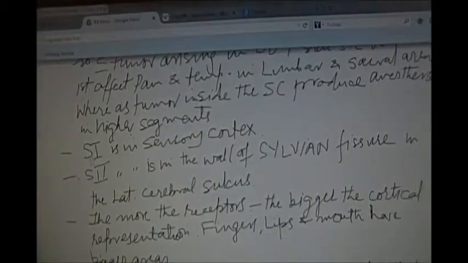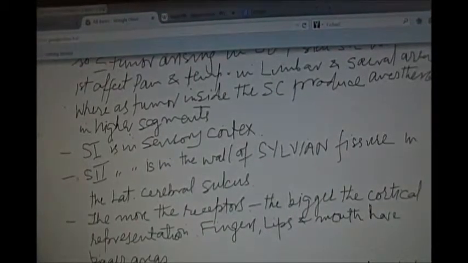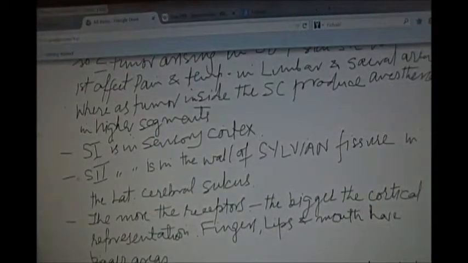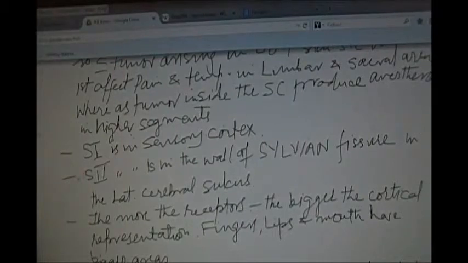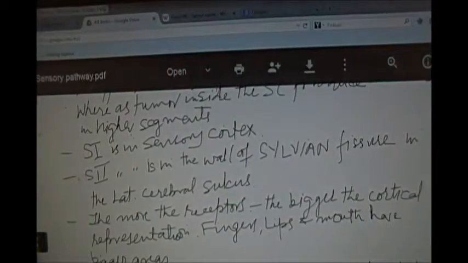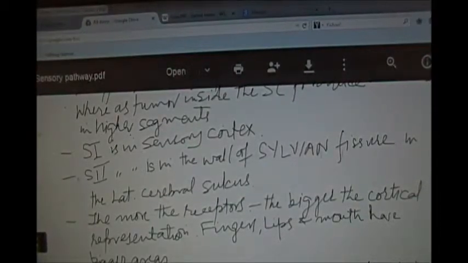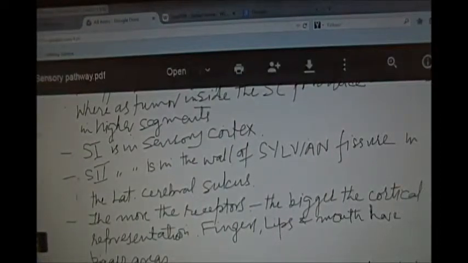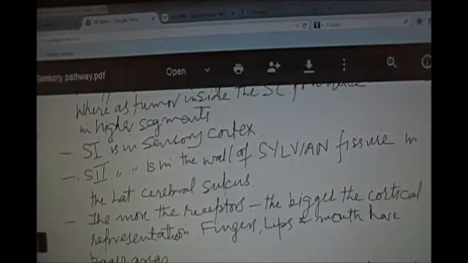The sensory areas in the cerebral cortex. There are two sensory areas in the cerebral cortex. Sensory area 1 is in the sensory cortex, which is behind the central sulcus. The sensory area 2 is in the wall of the sylvian fissure in the lateral cerebral sulcus.